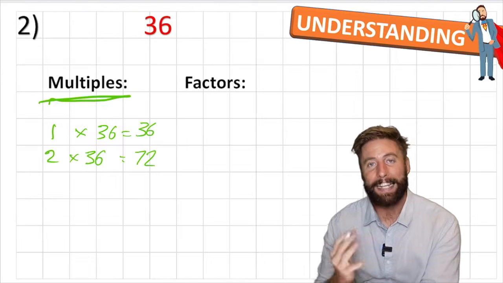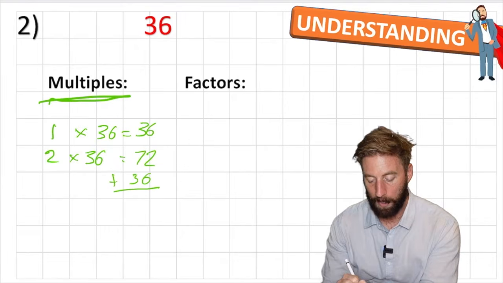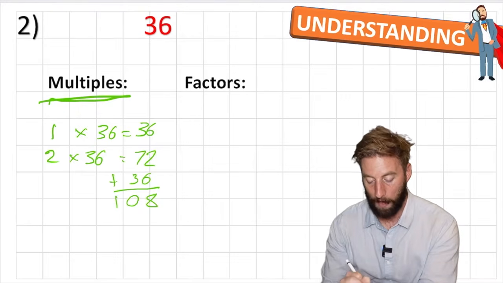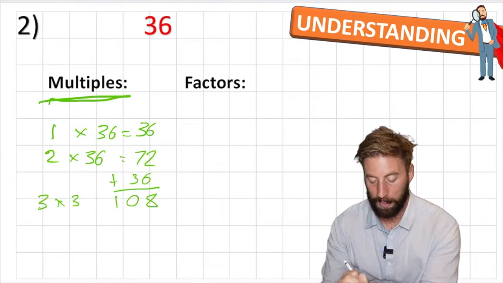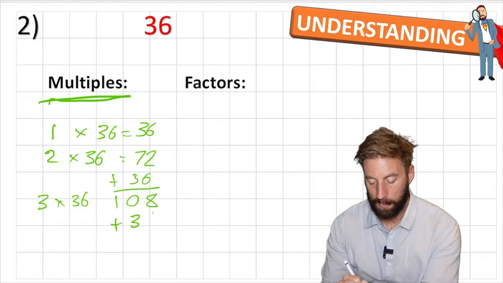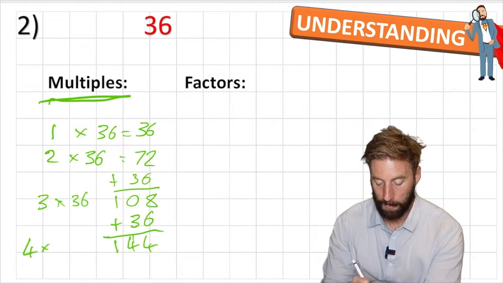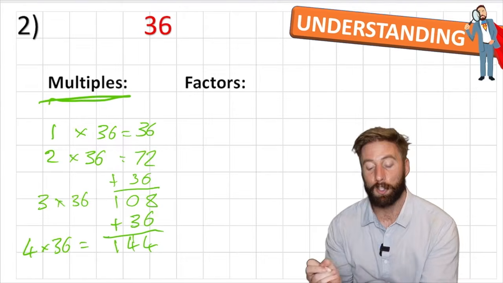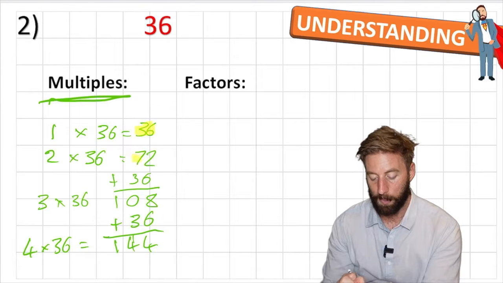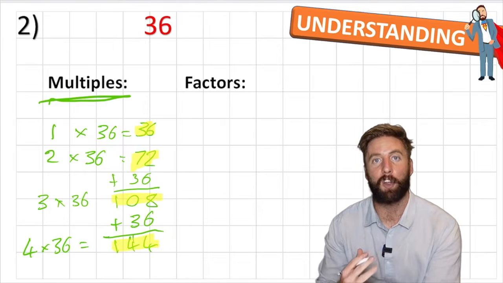So now I can just keep adding 36 to my answer. So if I add 36 to 72, I'm going to get 108. So therefore that would be 3 times 36 and another multiple of 36. Let's do one more. So if we add 36 to this, 8 add 6 is 14, 0 add 3, add the 1 is 4, 1 add nothing is 1, so 144. So 4 times 36 is 144. So some multiples of 36 would be 36, 72, 108, and 144. And this could go on indefinitely for as long as there are integers.